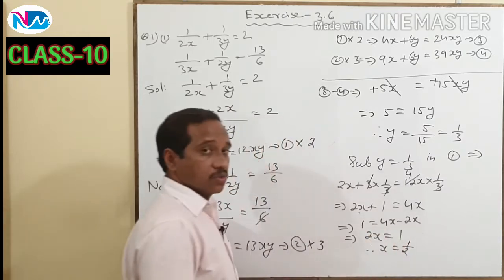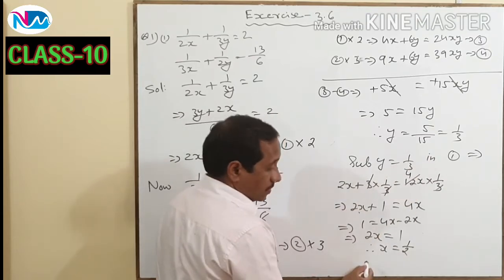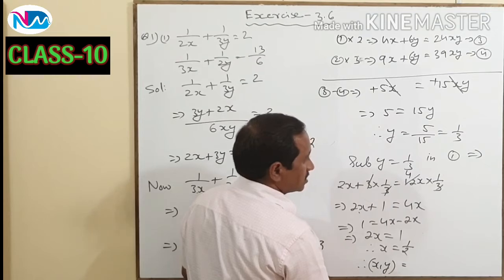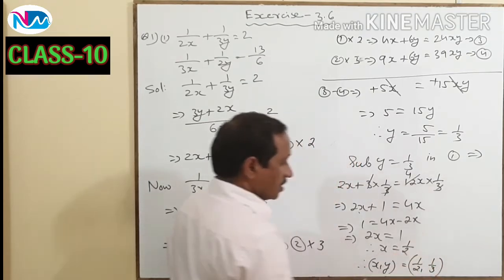Therefore x is equal to 1 by 2. Y is equal to 1 by 3. X is equal to 1 by 2. So finally we can write x, y is equal to 1 by 2, comma, 1 by 3.